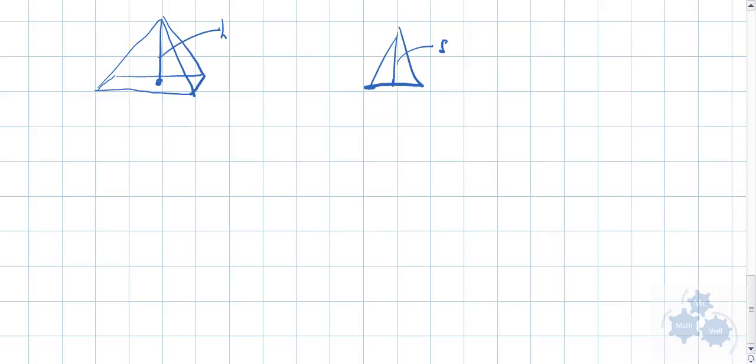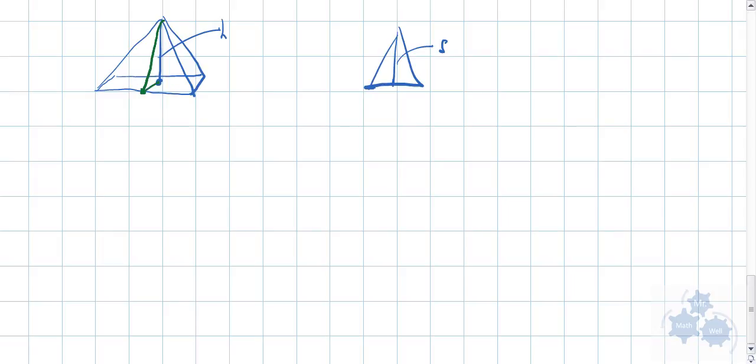Now, the slant height is actually like this height right here, right? It's very different than the height of the pyramid. It's not the same. You cannot use H when you actually want S. So how do you find S in a right square pyramid? Any ideas?